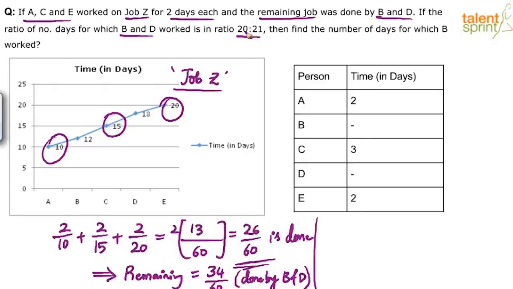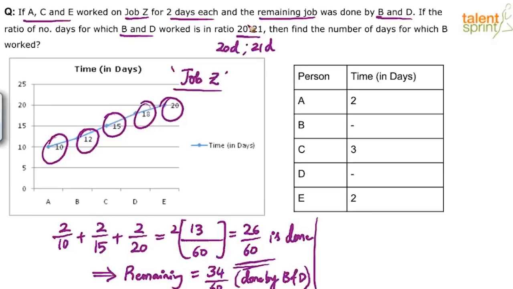See, we know the capacities of B and D. B's capacity is 1 by 12, D's capacity is 1 by 18, right? Now let's assume that these are like 20D and 21D. I mean, it's like parts, 20 parts and 21 parts, like we usually say. So it's like 20D and 21D, right?